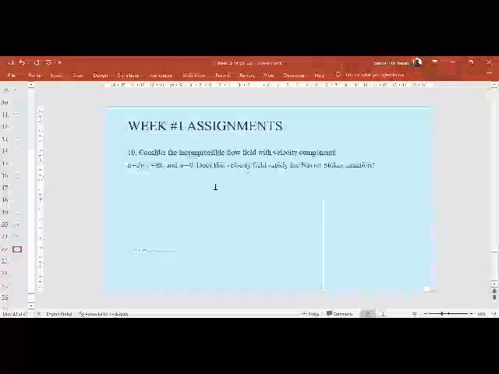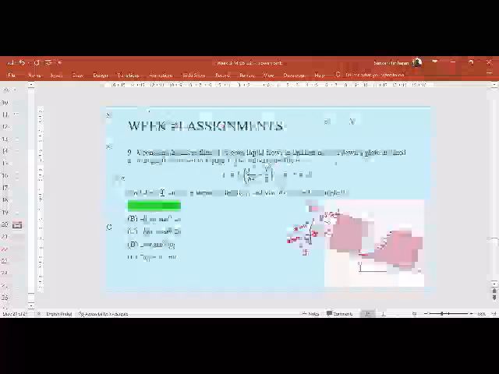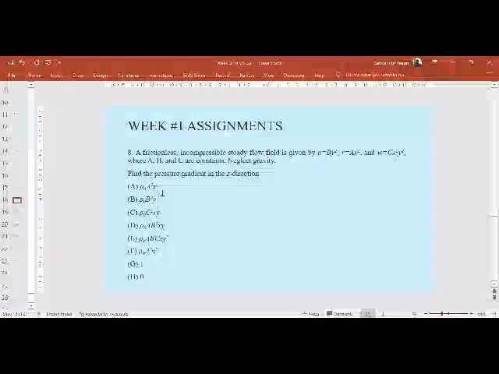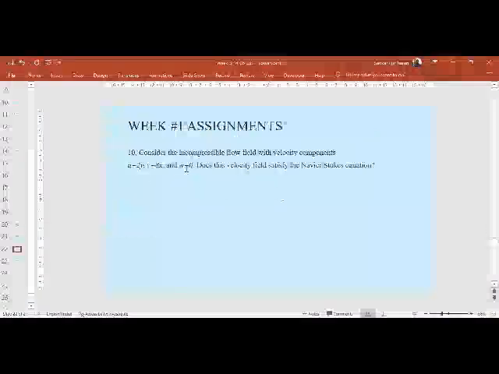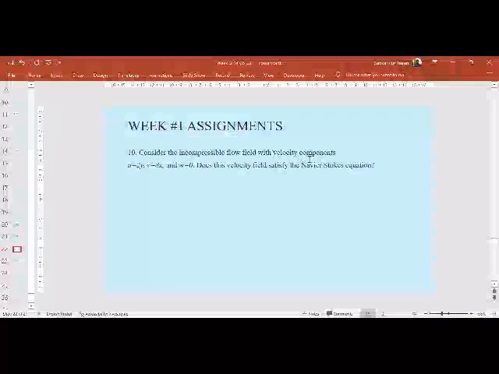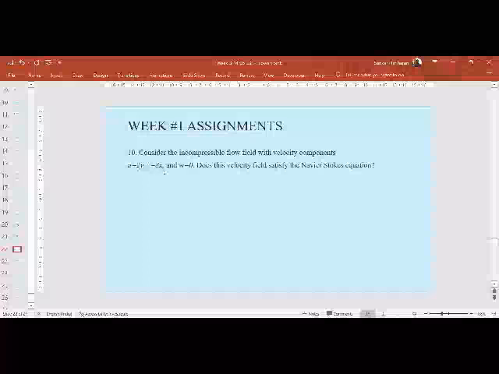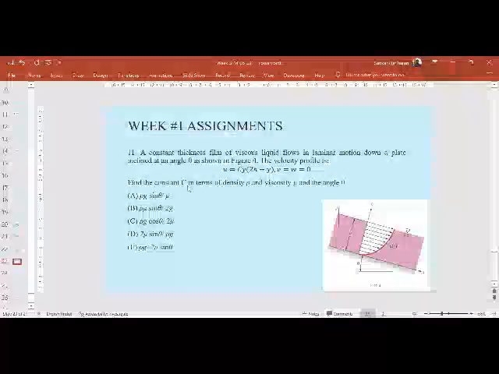Yeah. We have actually two more questions from the week 1 assignments. I think I have completed everything. I hope I have not missed out on anything. Consider the incompressible flow field with the velocity components u is equal to 2y, v is equal to 8x, and w equal to 0. Does this satisfy the Navier-Stokes equation? We just have to put it back into the equation. You'll find that this will be satisfying the Navier-Stokes equation.